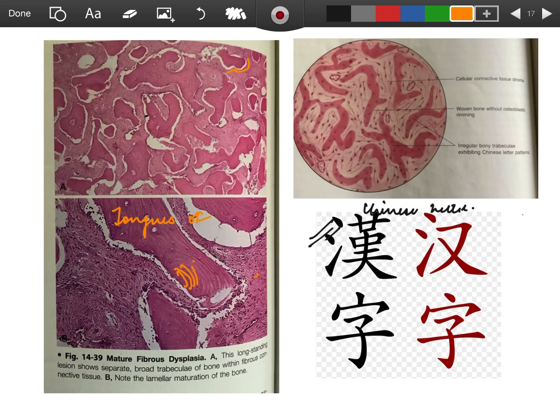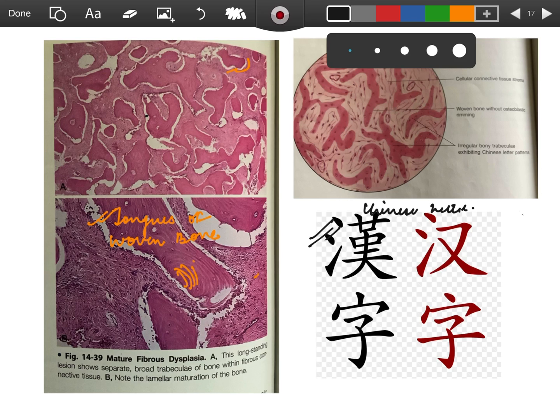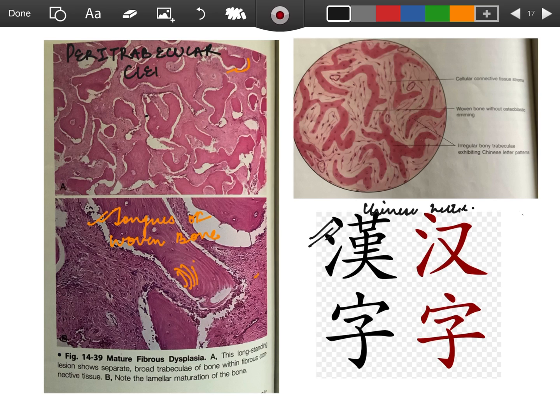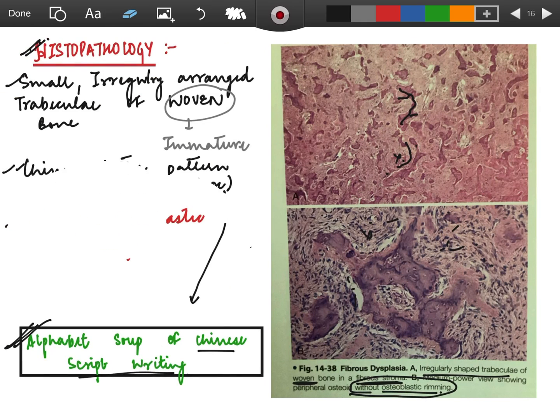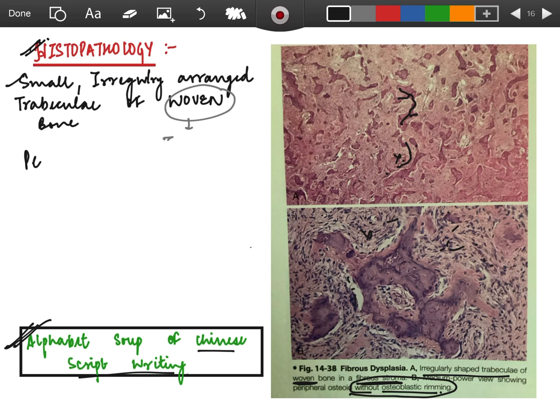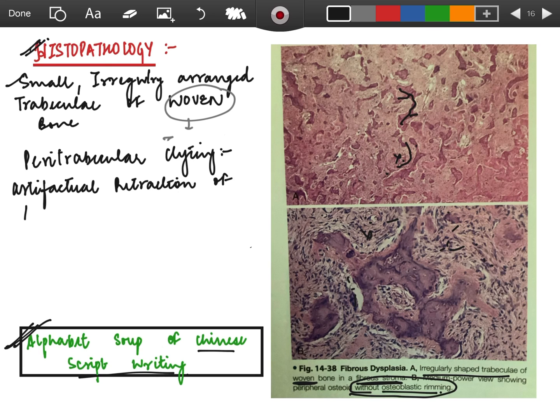Now you can see that this is the mature type of fibrous dysplasia. We have a parallel arrangement of the trabeculae or lamellar maturation of bone. We call it tongues of woven bone. Okay, so remember the term tongues of woven bone. In the first one, you can clearly appreciate the spaces. We call it peritrabecular clefting. What is peritrabecular clefting? Peri stands for surrounding and trabecular for trabeculae. Clefting is for space. So it is an artifactual retraction of the fibrous stroma from the bony trabeculae.